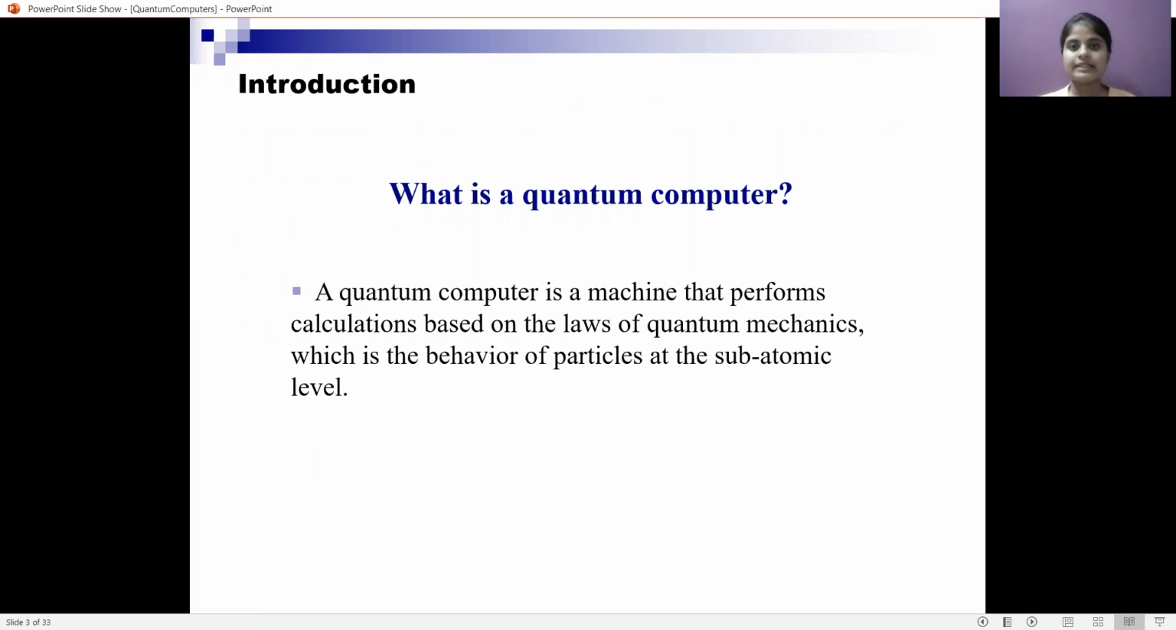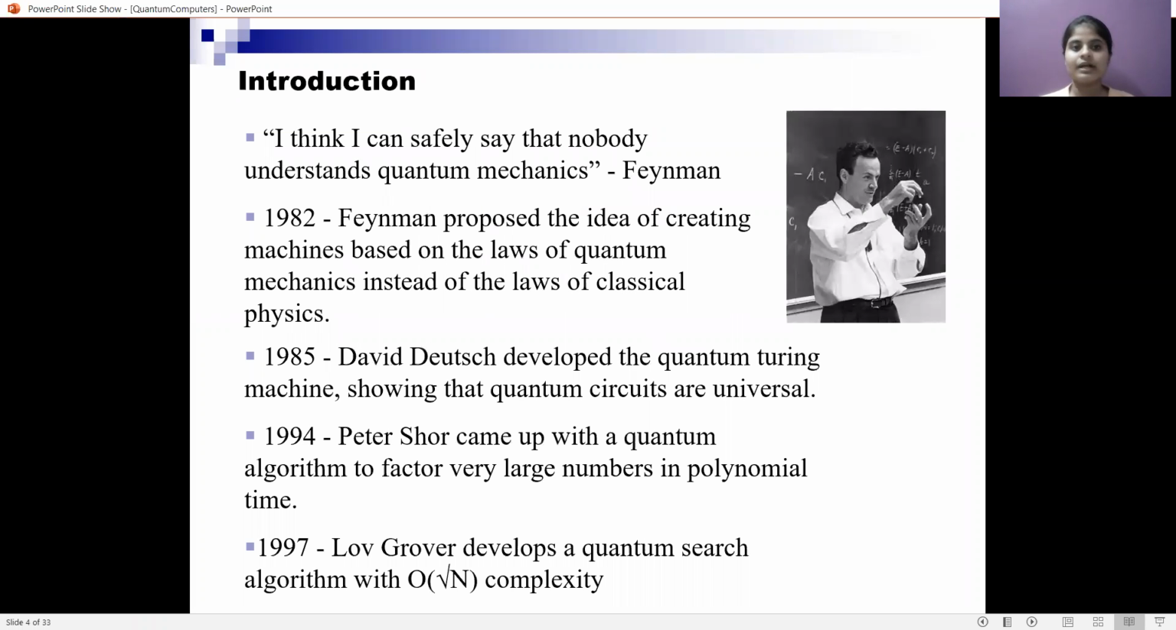Introduction. Let's see what is a quantum computer. It is a machine that performs calculations based on the laws of quantum mechanics, which is the behavior of particles at subatomic level. "I think I can safely say that nobody understands quantum mechanics." This line is told by Feynman.